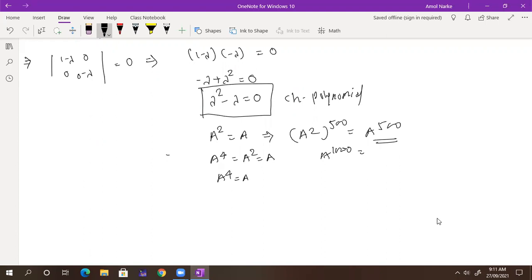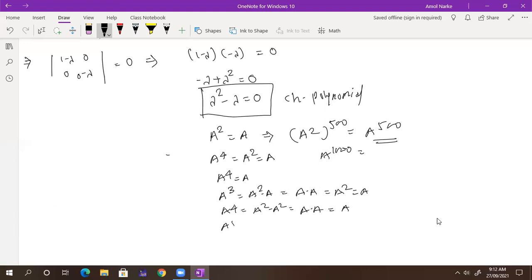Tell me, what is A raised to 3? You can write A raised to 3 as A square into A. What is A square? A into A, which is nothing but A. So A cubed is A. What is A raised to 4? You can write A square into A square. A square is A, so you are getting A into A, which is A square again, which is A. So I am getting A here.